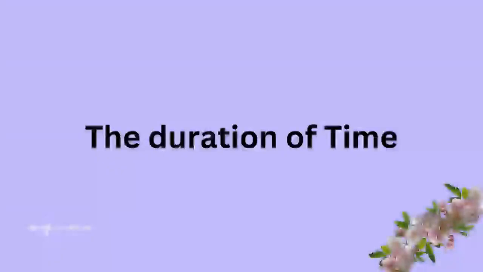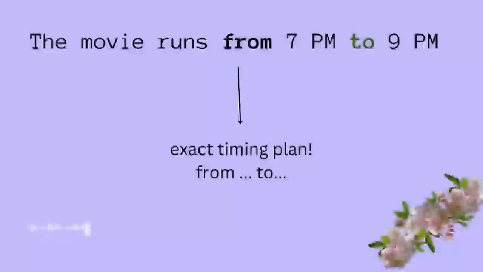We can actually use "to" and "for" to speak about the duration of time. How? Let's have a look at these examples. Here we have: the movie runs from 7 p.m. to 9 p.m. So when we speak about the duration of time, we need to use "from" and "to". From 7 p.m. to 9 p.m. So this is really important to remember.